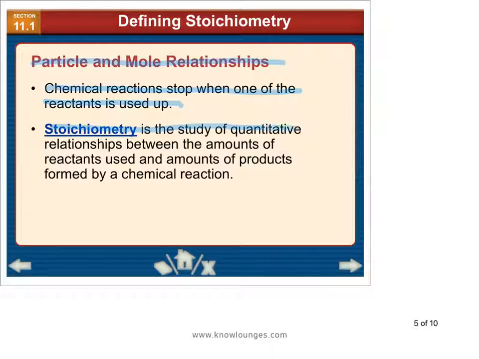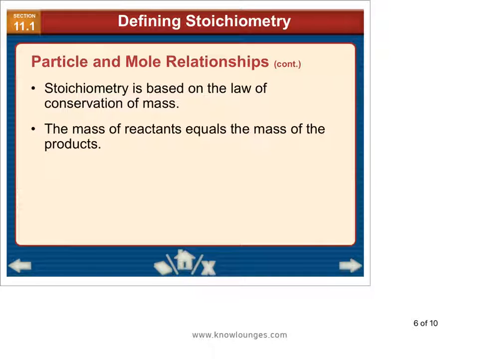Stoichiometry is defined to be the study of quantitative relationships between the amounts of reactants used and the amounts of products formed by a chemical reaction. Stoichiometry is based on the law of conservation of mass. The mass of the reactants equals the mass of the products.